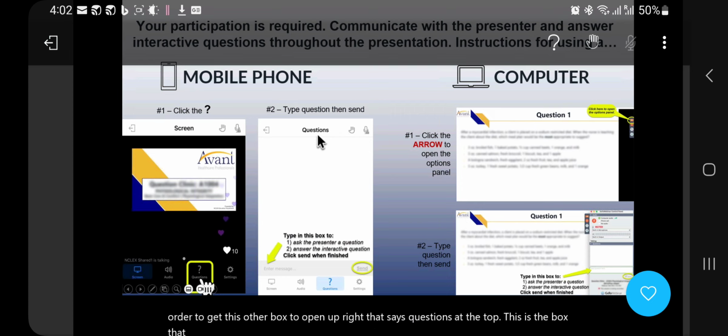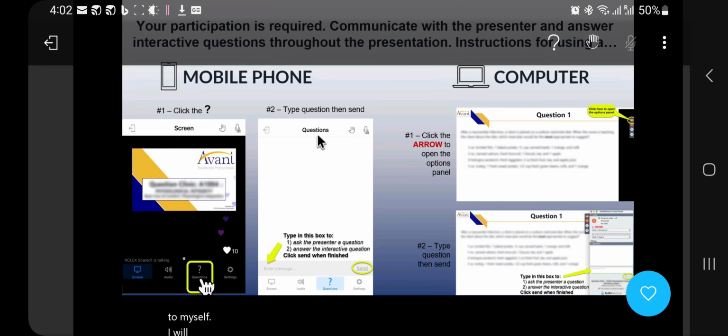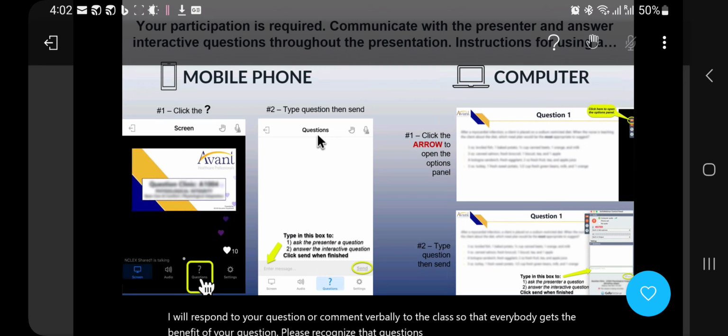This is the box that you use to interact, whether you're answering a question that's presented, asking a question about the question or some other topic, or making a comment to myself. I will respond to your question or comment verbally to the class, so that everybody gets the benefit of your question. Please recognize that questions are very much welcomed here. We want you to ask the questions about the questions. I promise you, somebody else has the same question, and they are very grateful that you're the brave person to ask the question, so they didn't have to, right? So please don't hesitate to ask questions, be the brave person.